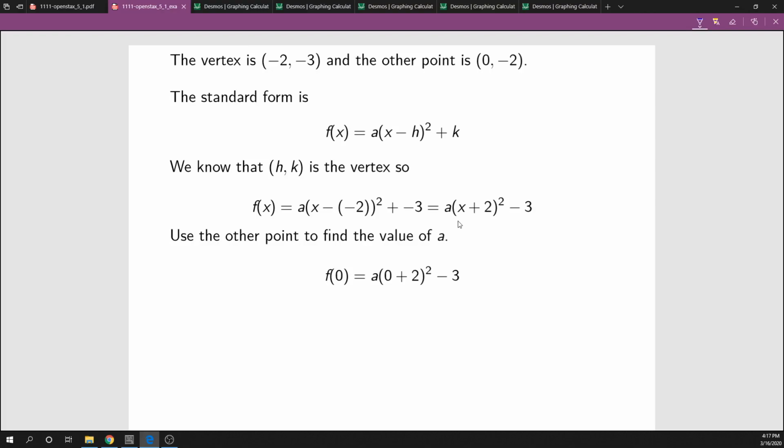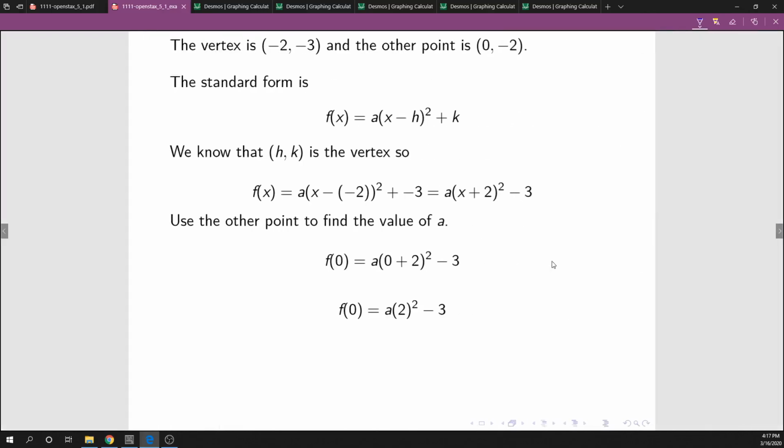All right, so 0 goes in there. And then 0 plus 2 is 2. 2 squared is 4. 4 times a is 4a. Okay, so this side is as simple as I can get it.